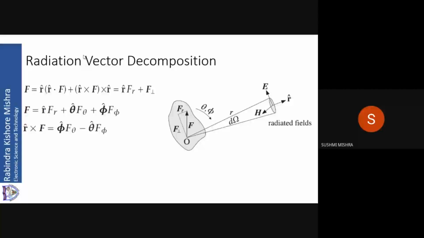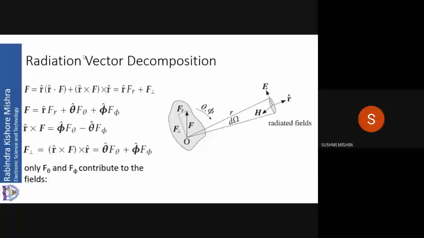So similarly, F perpendicular will be equal to R cap cross F, cross product with R cap. So if I take again cross product with R cap, then phi cap cross R cap, that gives us theta cap, then theta cap cross R cap, that gives us minus phi cap. So F perpendicular is theta cap F theta plus phi cap F phi.